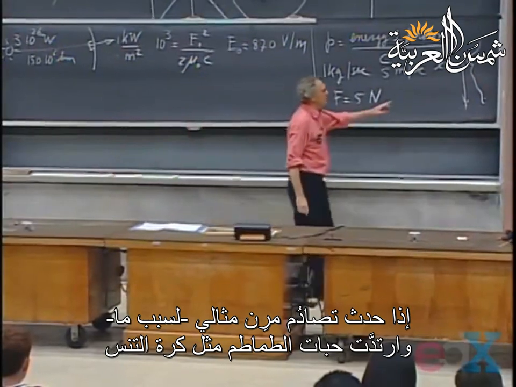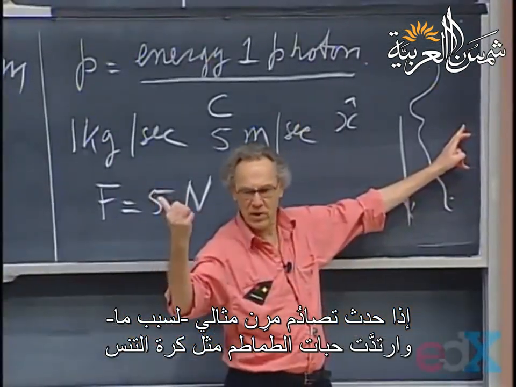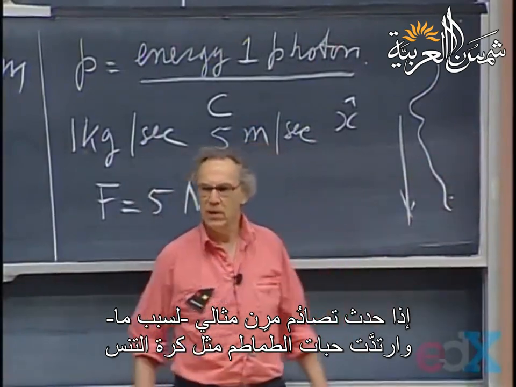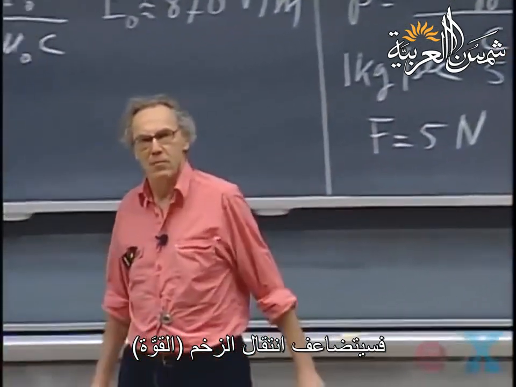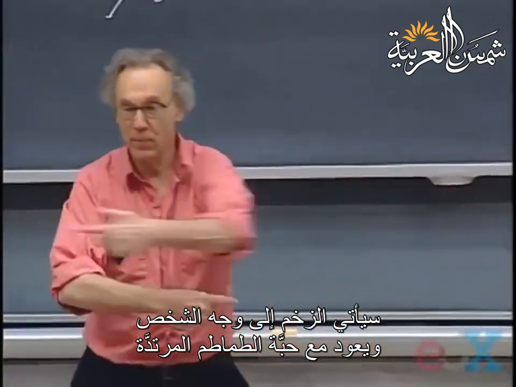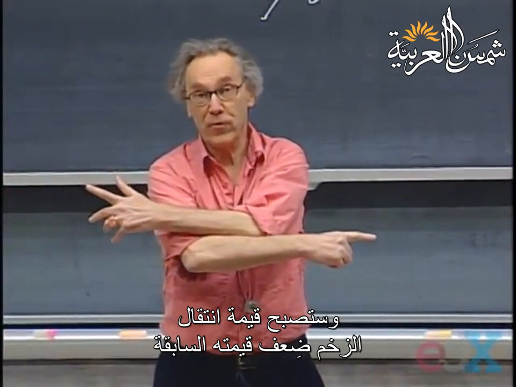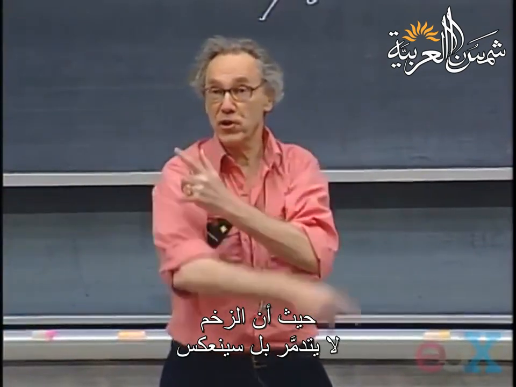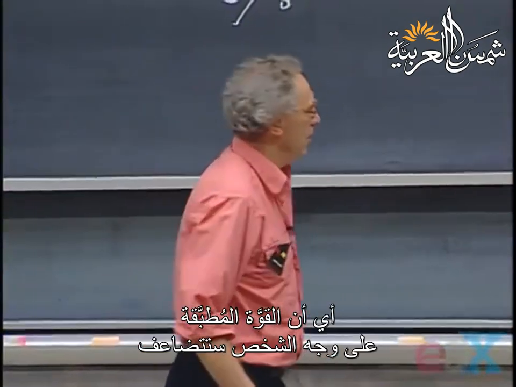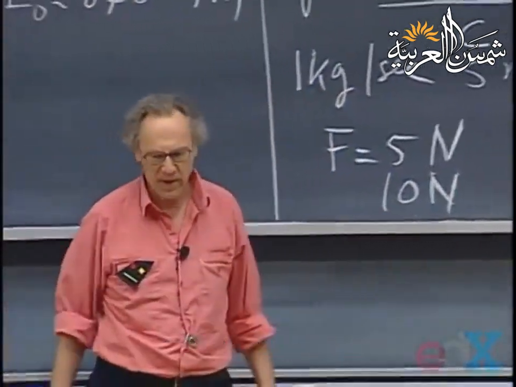If for some reason the tomatoes would bounce back with a perfect elastic collision like tennis balls would do, then the momentum transfer is twice, it comes in with momentum and comes back. So now the momentum transfer is twice this number. It's not just destroyed, no, it's reversed. So in that case, the force on your face would be double that, would be 10 newtons.